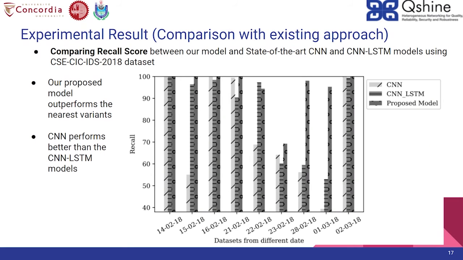This is the recall value from the CSE-CIC-IDS2018 datasets. It shows that our proposed model outperforms the nearest variants, which are CNN and CNN-LSTM. It is also noticeable that CNN actually performs better than the combination of CNN and LSTM.